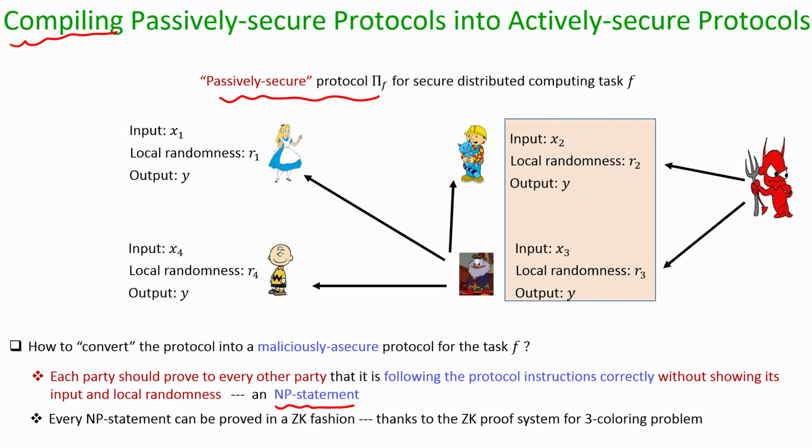So, that brings me to the end of this lecture. Just to summarize, in this lecture we have seen a zero knowledge proof system for the 3 coloring problem, and the 3 coloring problem is a well known NP complete problem, and we have seen how using a zero knowledge proof system we can compile any passively secure protocol for any distributed computing task into a protocol which will be secure even against a malicious adversary.